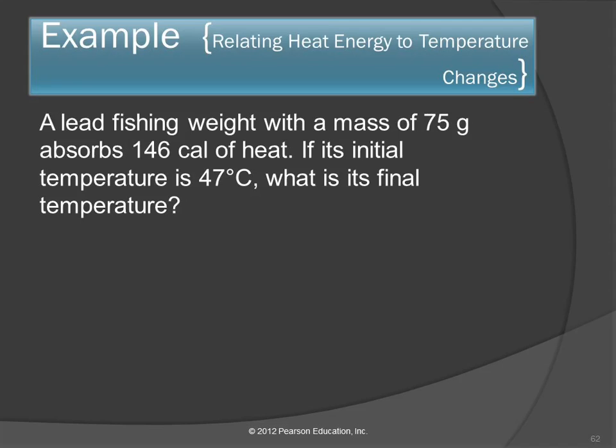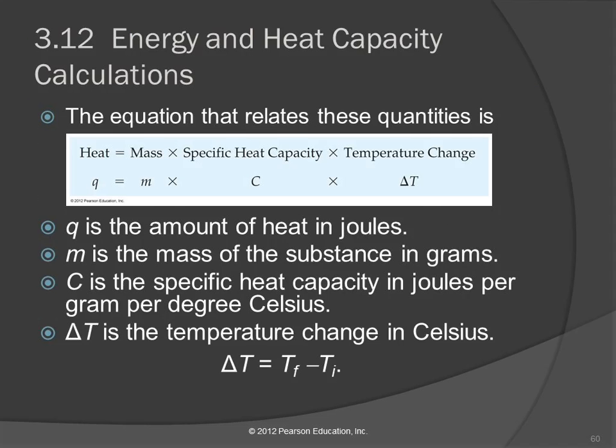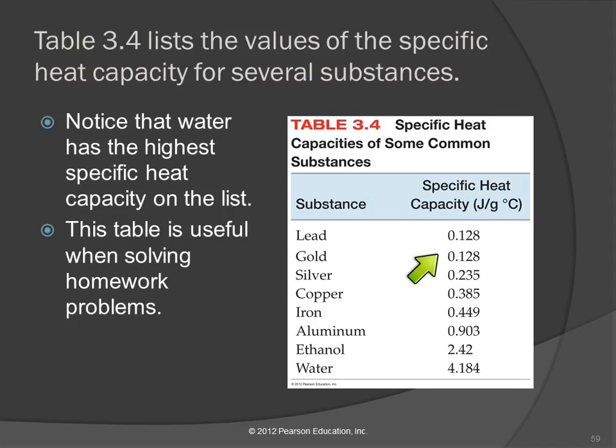A lead fishing weight with a mass of 75 grams absorbs 146 calories of heat. If its initial temperature is 47 degrees Celsius, what is its final temperature? What kind of an equation are we going to use to solve this? That MCAT thing, right? MC delta T? Are we going to need to look anything up? We probably need the specific heat capacity of lead. A lead fishing weight. That's the element lead. So I'm going to go back and look that up before I start writing stuff down.